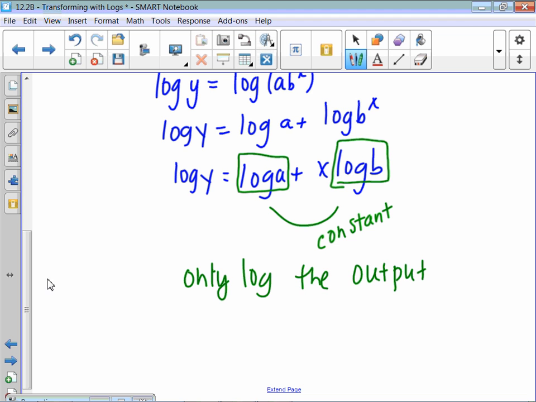So you might want to write that down with an exponential model. You've got to know the difference. Only log the output. With a power model, log the input and the output.